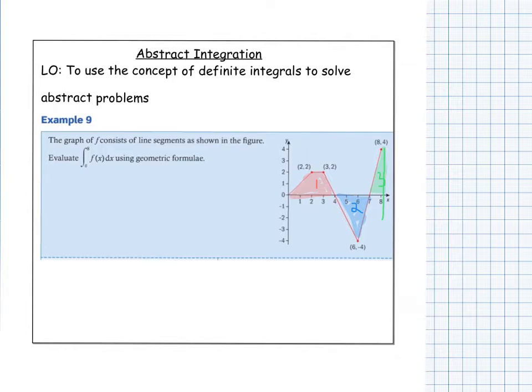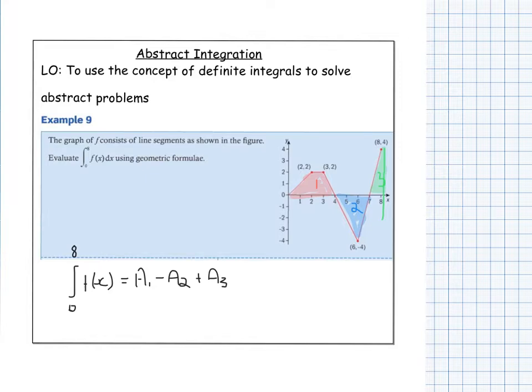So in order to find the integral between 0 and 8 of this function f of x, all we really need to do is to take area 1, it's positive, and then we're going to subtract area 2 because it's negative under the line, and then we're going to add area 3. So we have to find the areas.